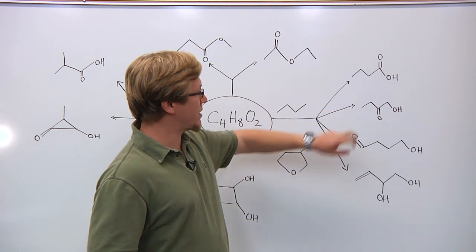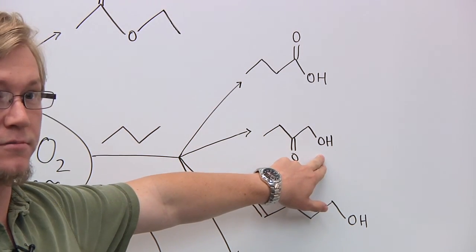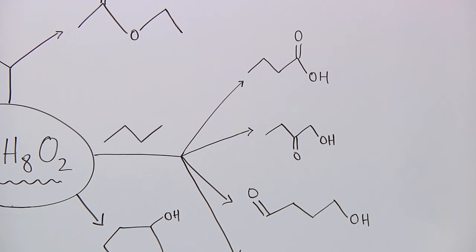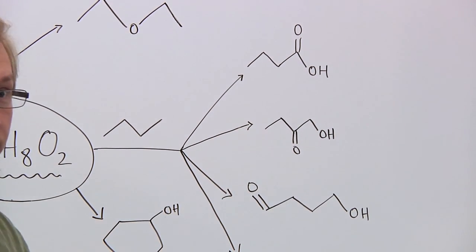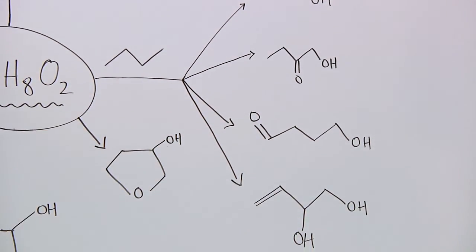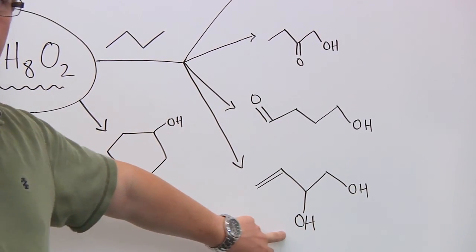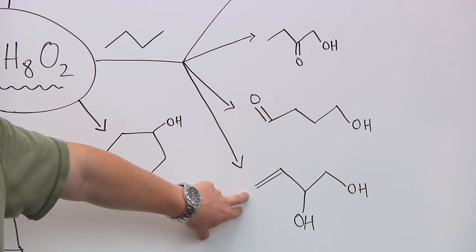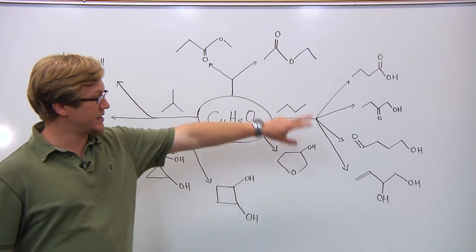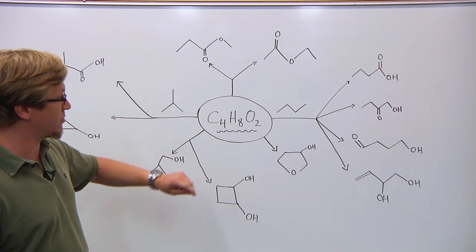Down here we have a molecule that has a ketone and an alcohol. Now remember, we have to have either a double bond or a cyclic structure, and we have one double bond here. This next molecule is an aldehyde and an alcohol with one double bond. And here we have a diol and an alkene. So we have one double bond again. Now all of these have the same basic 4-carbon straight chain structure that we talked about earlier.